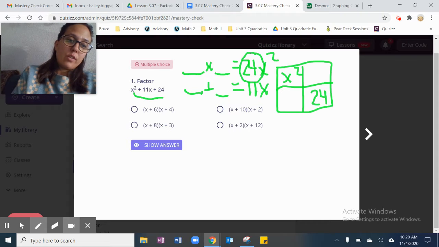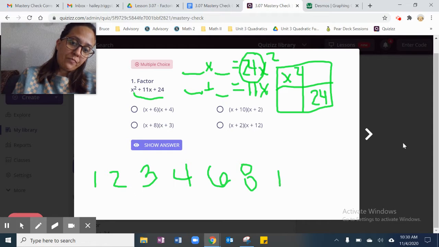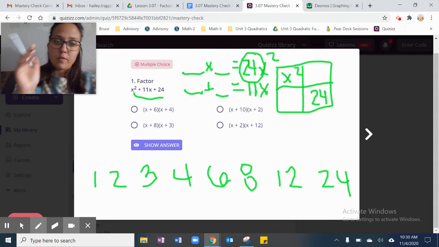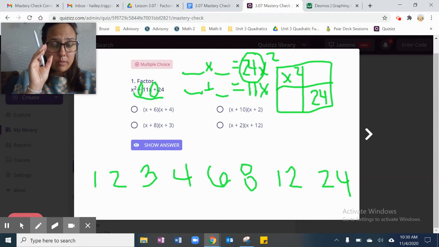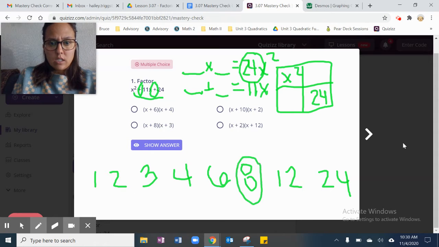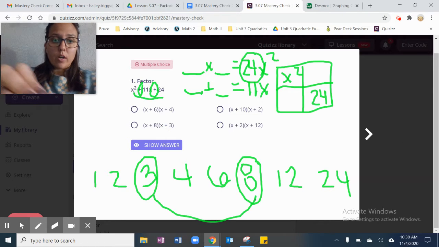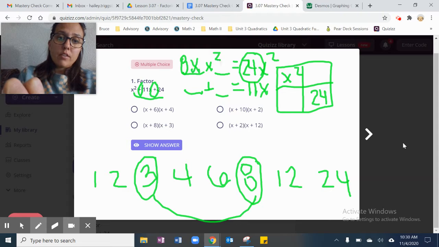If we use the factors sheet, we'll see that 1, 2, 3, 4, 6, 8, 12, and 24 are factors of 24. So we have two positives, so that makes this a little bit easier. So we want to pick two numbers that multiply to 24, but also add to 11. So I'm going to look at these numbers and figure out which ones add to 11. I know 8 plus 3 adds to 11, and 8 times 3 is 24. So 8x and 3x, right?